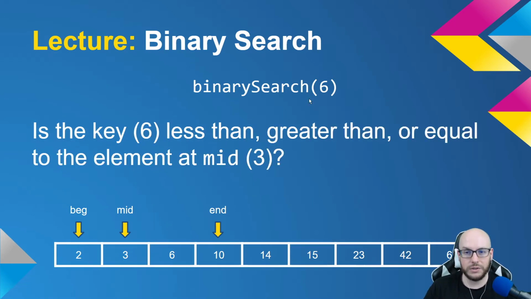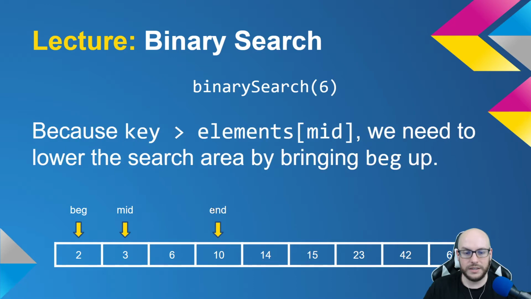We're going to ask the question again. Is 6 less than, greater than, or equal to my midpoint? That is 3. Since 6 is greater than this 3, I know that my element is not somewhere over here. So what we're going to do is, once again, lower our search area. We're going to break the array in half. What I'm actually going to do is move up this index. Notice that it flipped onto the other side of mid.